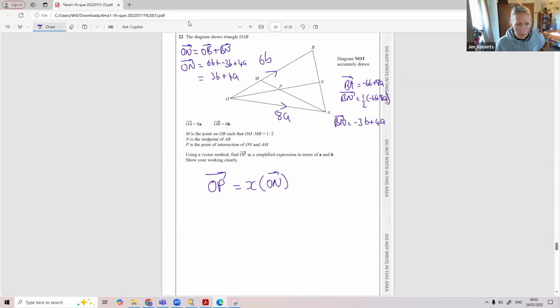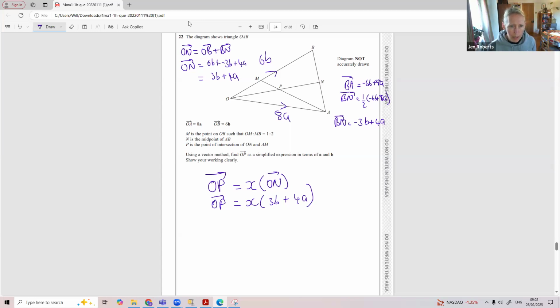So we know then that OP is part way along this 3B plus 4A. So it's X times (3B plus 4A). Okay, there's your first bit. Because we've got an unknown here, we need to find OP in a different way. We've got OP being part way through O to N. Let's try and find it in a different way.